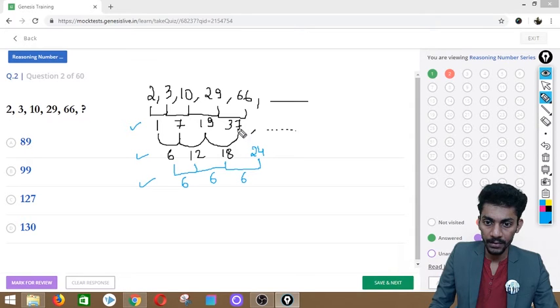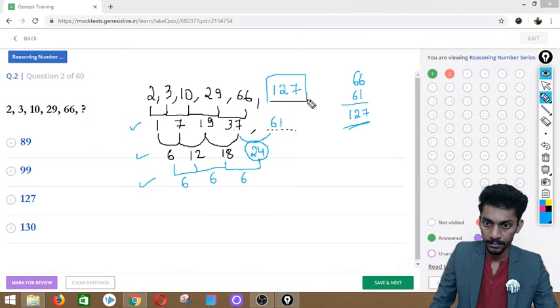So if it is 24, we need to add 37 and 24 to get the next difference. We should get a difference of 24. So 37 plus 24, how much is it? It is 61. Correct? 61 minus 37 is 24. That is done. Okay. At last, there should be a difference of 61, so we need to add. If we add 66 and 61, what do you get? 127.